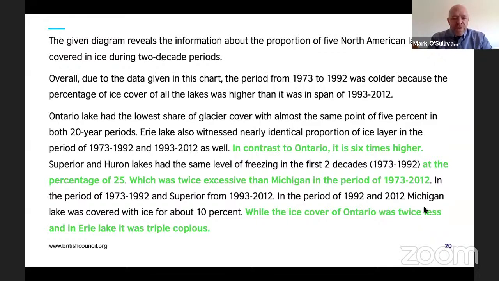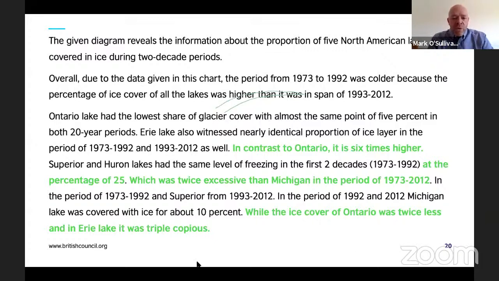Right. So in this homework sample, you had a chance to review the grammar, and what you might have noticed highlighted here is sometimes we had either very short sentences, or we had sentences that could have been part of a longer complex sentence, but were left isolated on their own, like "which was twice excessive than Michigan in the period of."